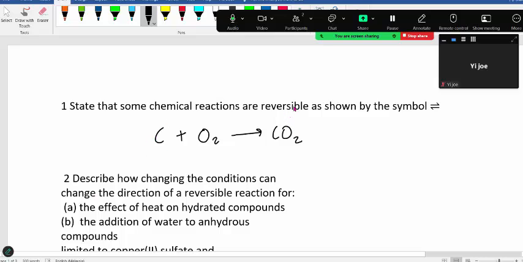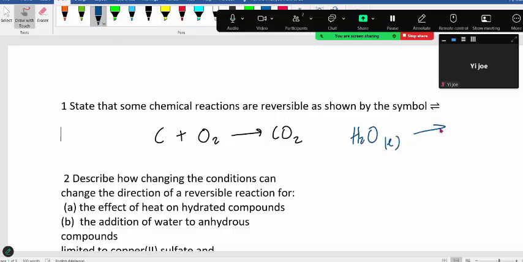It's just one direction. But a reversible reaction is like liquid water. I freeze it into ice. Can I unfreeze it? Of course. So this is a reversible reaction. Okay, so for a reversible reaction, you must use this kind of arrow.